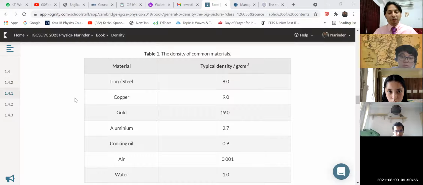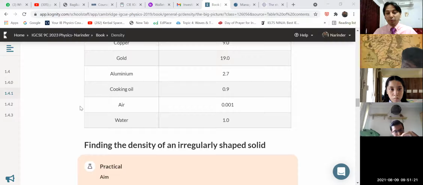So the first material is iron and steel. Their densities are almost the same, 8 gram per centimeter cube. Copper is 9. Gold, you know, why does gold have such a high density? Its density is 19 gram per centimeter cube, because the particles are very closely packed in this small region of space. Aluminum is 2.7, cooking oil 0.9.